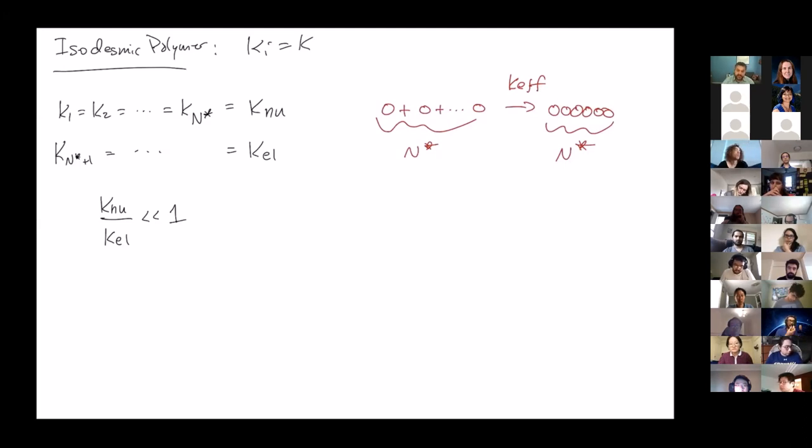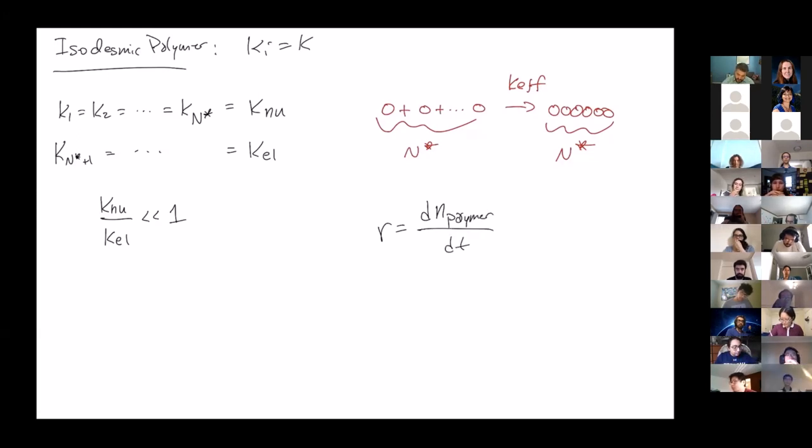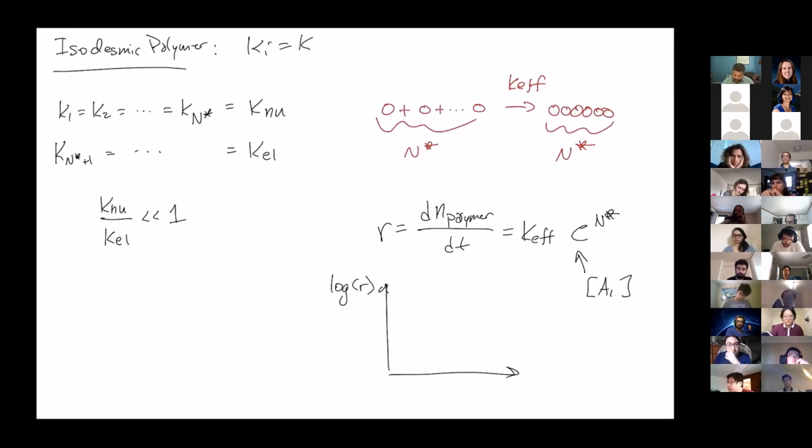So if you look at the rate at which you nucleate, the rate at which, say, you make polymers, that's going to be this effective nucleation rate constant times the concentration of monomers, which I'll write as C, to the n star-th power, because I need n star of them to come together at once. And so the way you usually measure this in an experiment is you make a log-log plot of R versus the log of C. That will give you some kind of straight line. And the slope then gives you the size of the nucleus, okay, in this very simple model.